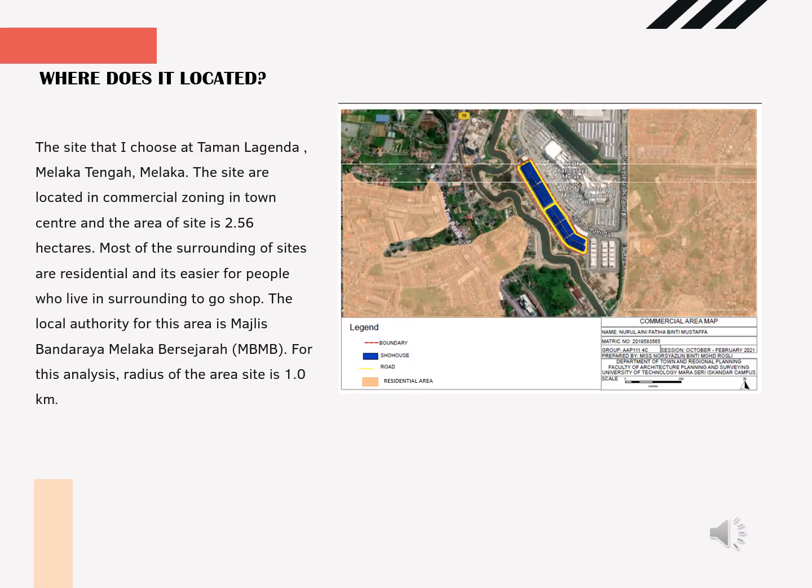As for GIS geospatial analysis, where is it located? The site that I chose is at Taman Legenda, Melaka Tengah, Melaka. This site is located in commercial zoning in the town center and the area of the site is 2.56 hectares. Most of the surroundings of the site are residential, and it is easier for people who live nearby to go shopping or to the market. The local authority for this area is Majlis Bandaraya Melaka Bersejarah (MBMB). For this analysis, the radius of the site area is 1.0 km.